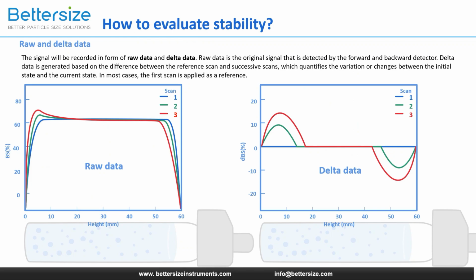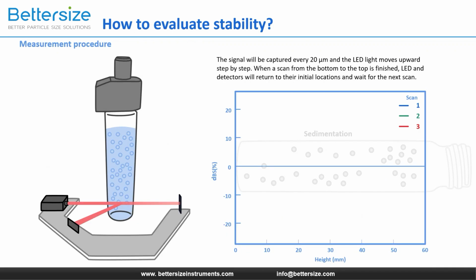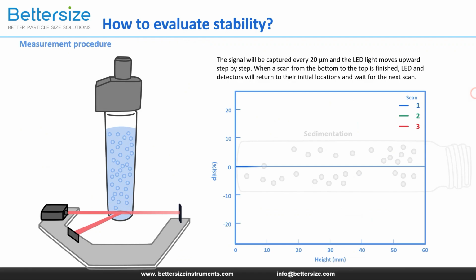The raw data refers to the originally detected transmit and backscatter signals. Delta data is the subsequent signal minus the reference signal. The signal obtained by the first scan is applied as the reference signal. With the delta data, we can observe how the signal changes. The x-coordinate is the height of the sample cell. I will use sedimentation as an example to demonstrate how the measurement works.